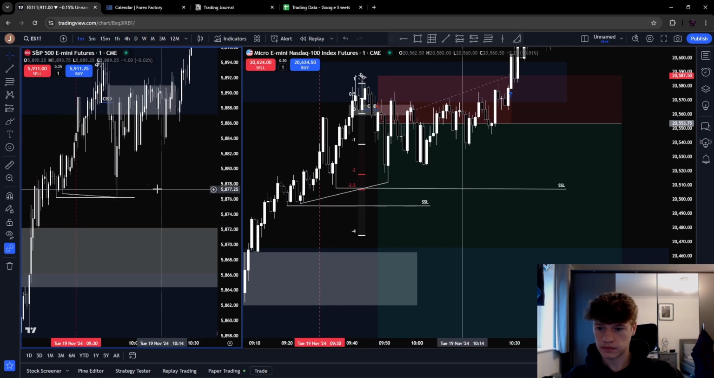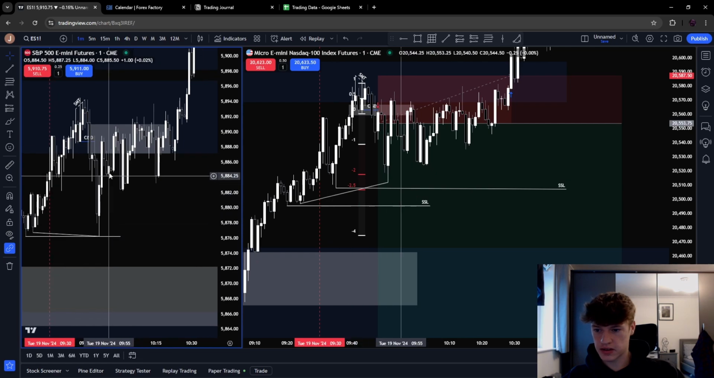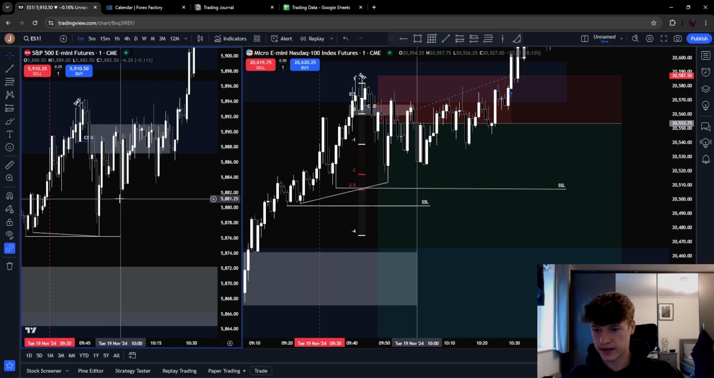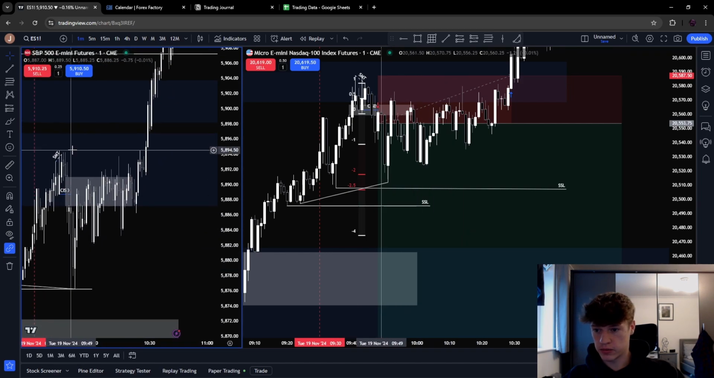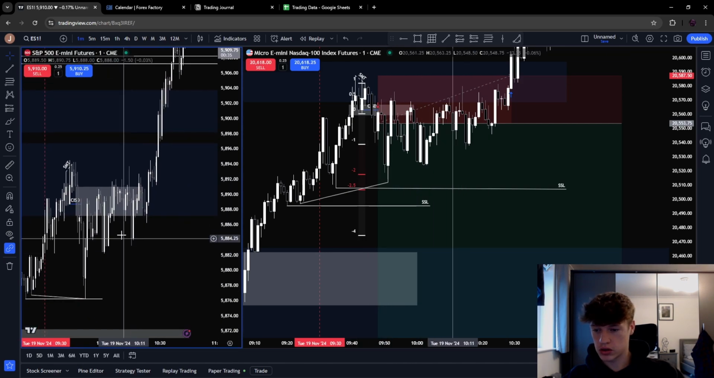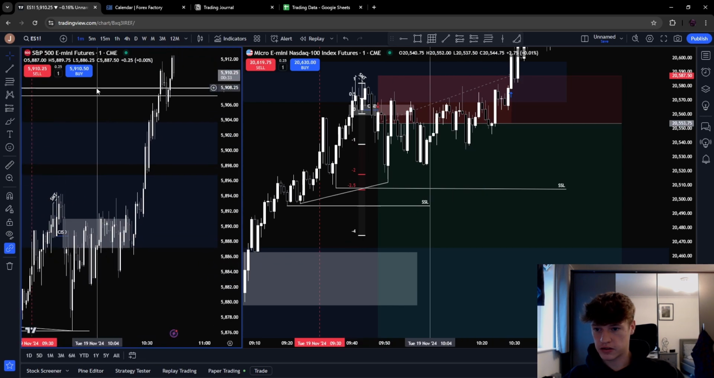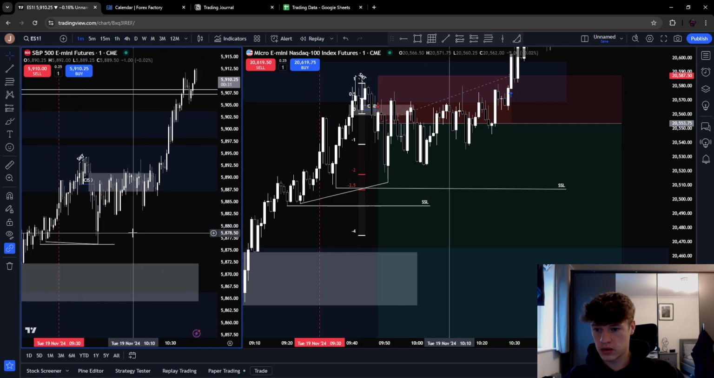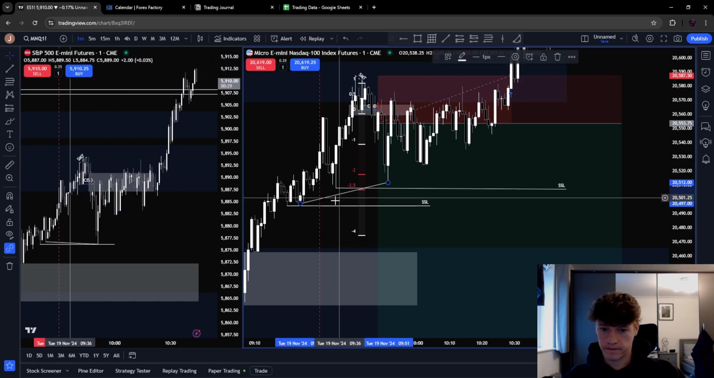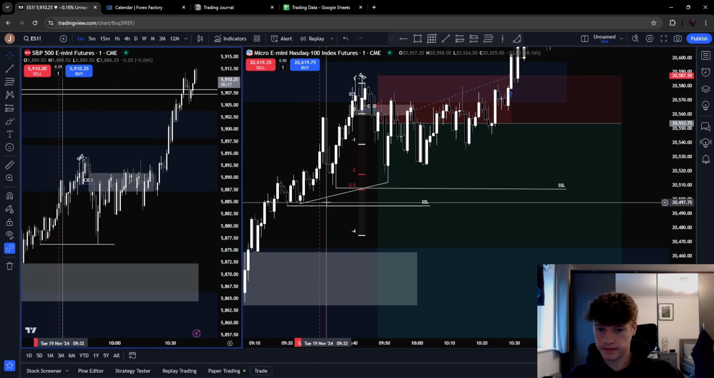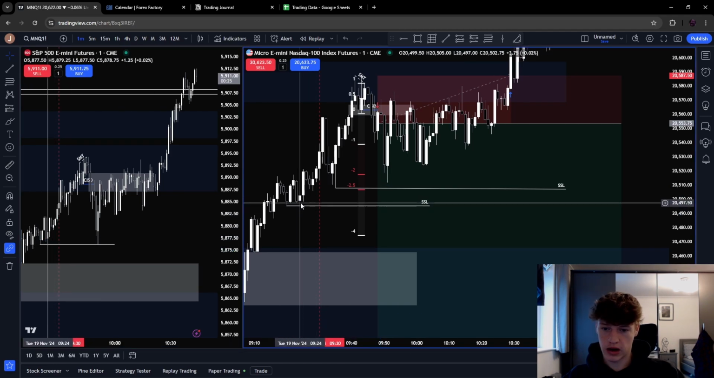But then ES did do that. There was a change in the state right there, and this imbalance was respected. So that would have been the entry for the long. Stop there, and then targeting up there. So the internal draw, and then the external draw up there. So that's off a 1-minute low. A random 1-minute low from pre-market.